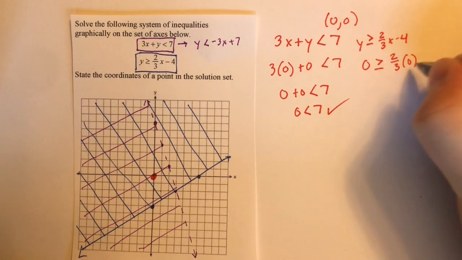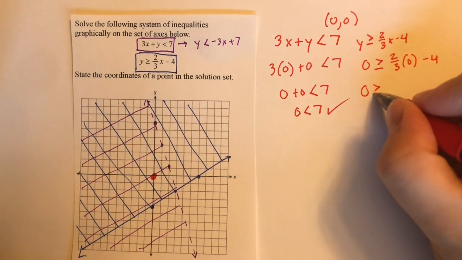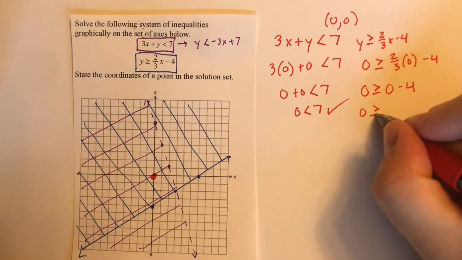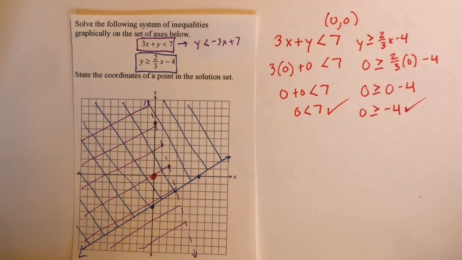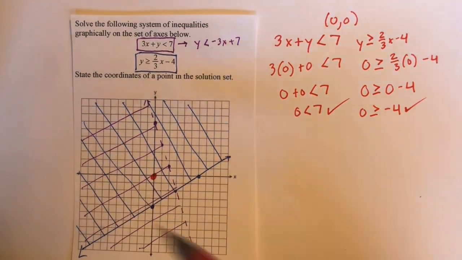All right, substitute in 0, and then substitute in 0. 2/3 times 0 is 0. 0 minus 4 is negative 4. 0 is greater than or equal to negative 4. So that also checks out. It's a solution to the system, which means this region is indeed correct.